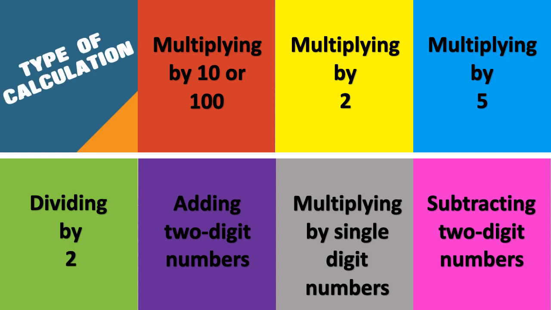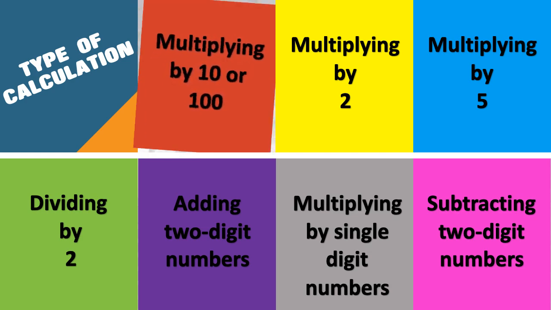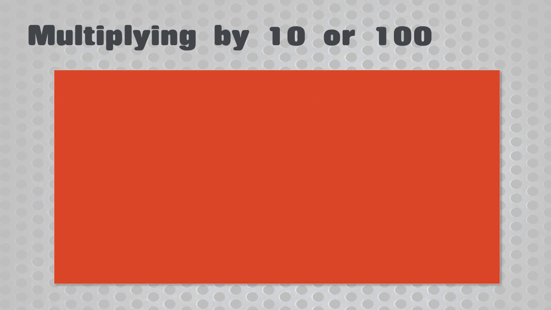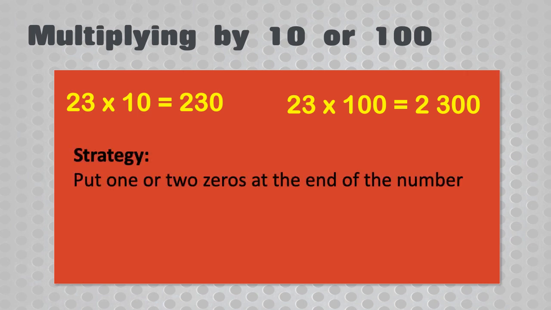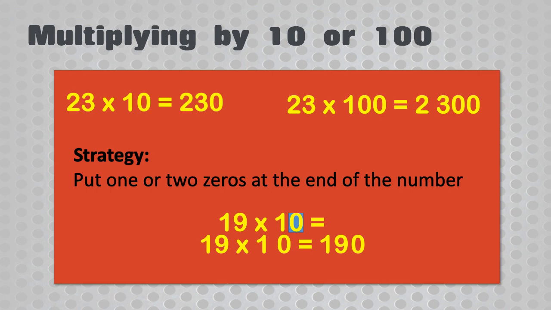Let's begin with what we do when we multiply by 10 or 100. Take a look at these examples. Do you see a pattern? Well, when multiplying by 10 or 100, the strategy here is to put 1 or 2 zeros at the end of the number. So take for instance 19 times 10. We're going to take 19 times 1, which is 19. Look at the 10, which only has 1 zero, and so that means we only place 1 zero behind our 19, which now gives us 190. So 19 times 10 is equal to 190.